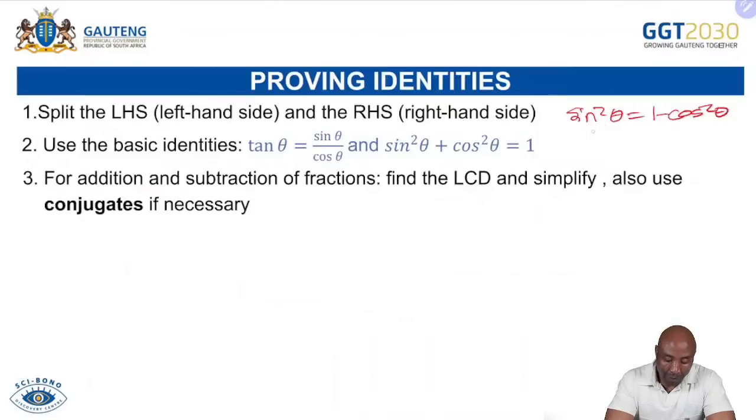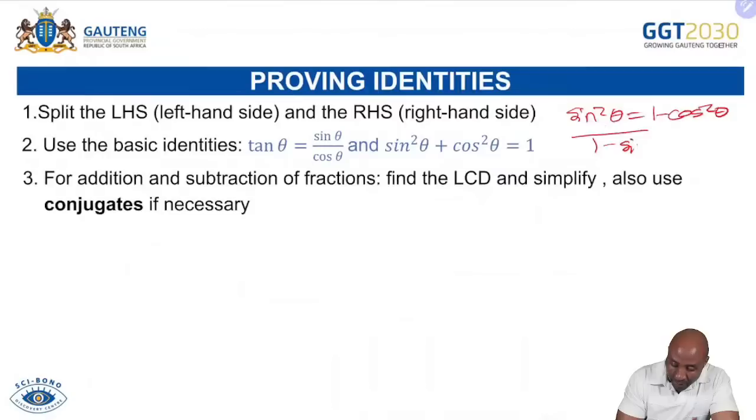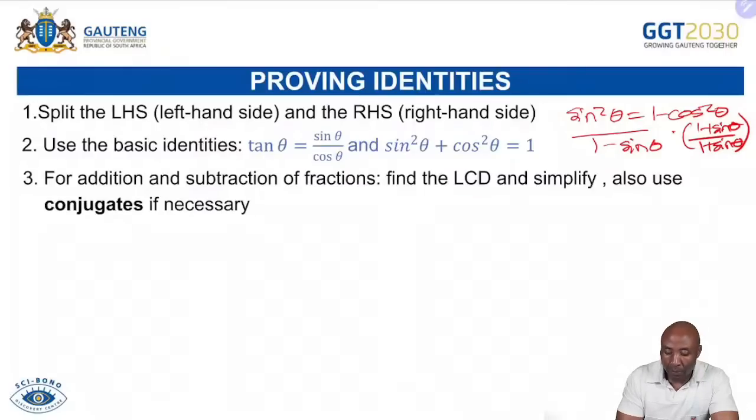We should also see those that are having addition and subtraction of fractions, where we are using the LCD to simplify, or also use conjugates. When I have as a denominator 1 minus sine theta, its conjugate becomes 1 plus sine theta over 1 plus sine theta. So it's as good as I'm multiplying by 1, but this will give me 1 minus sine squared on my denominator, and then this becomes cos squared theta. So we must be able to see such things.